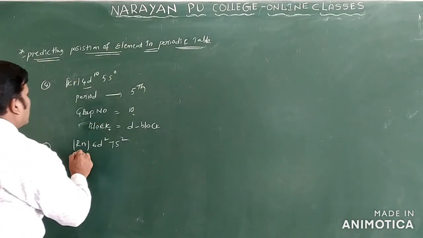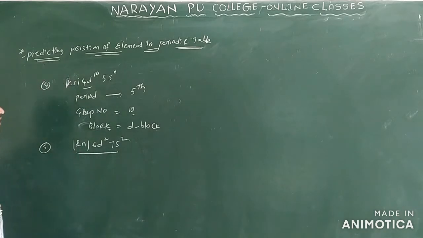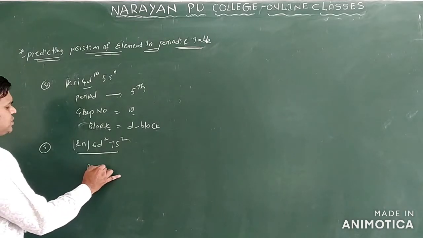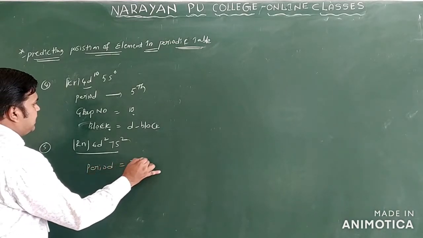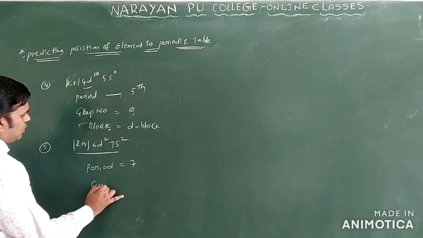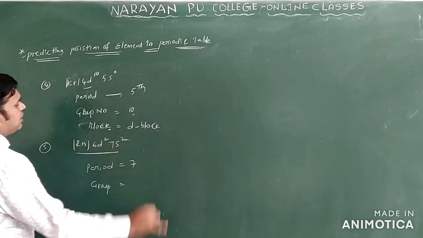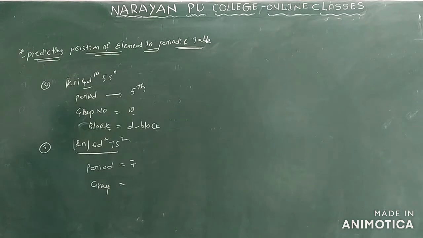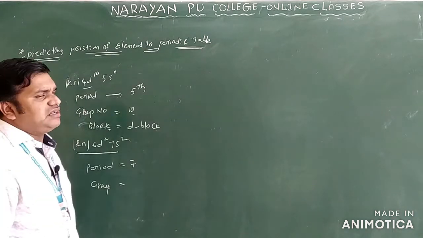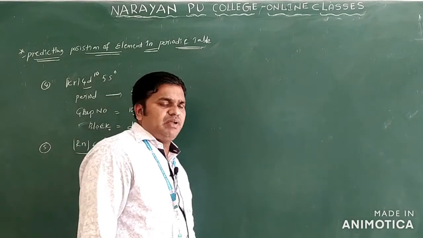Come to the next example: radon 6d2 and 7s2 only. Radon 6d2 and 7s2. So we can write the configuration here, and the period we can write directly: it is the 7th period only. So what group does it belong to? Here 7s2 is there. Definitely the f series enters here; the f orbital enters.